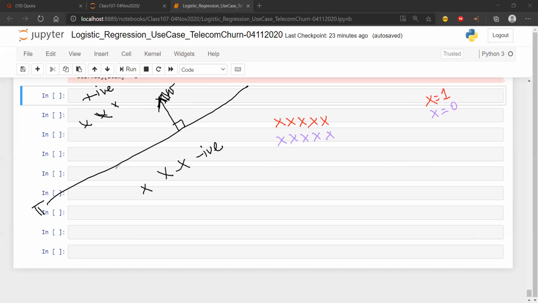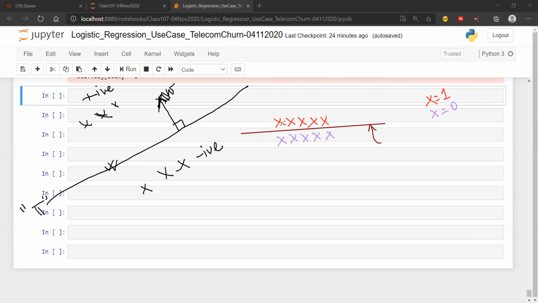Now what I'm trying to do is find this line pi, which has the best distance from these x points, right? Keeping this in mind, I'm going to draw one line. Let's say I have found one line, which is this line. I can clearly see intuitively, I don't have to do any mathematics, this is a very good line.